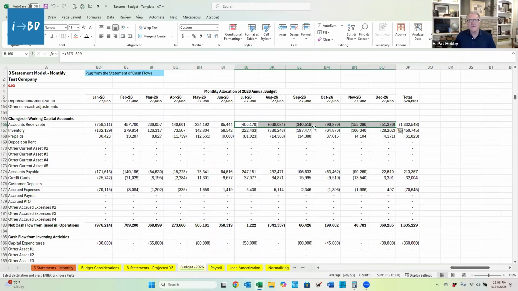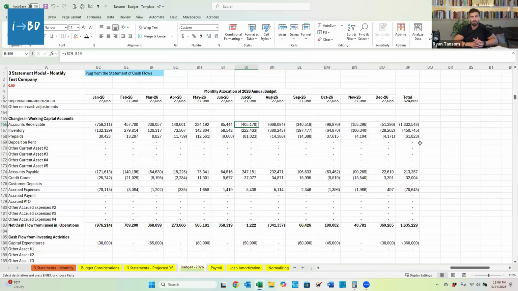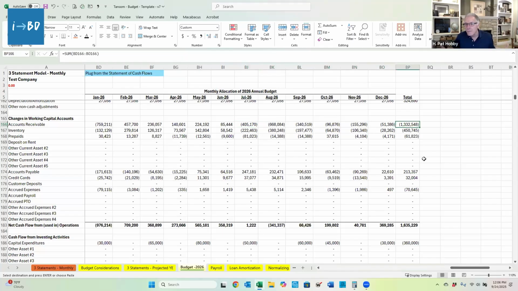Look at this negative cash flow from accounts receivable. Because our days are going up, our accounts receivable balance is going up. We're not collecting cash as fast. So for the year, in this case, we grew our business, but we slowed down our cash receipts, and it cost us $1.3 million. So we grew like gangbusters, and we have no cash.